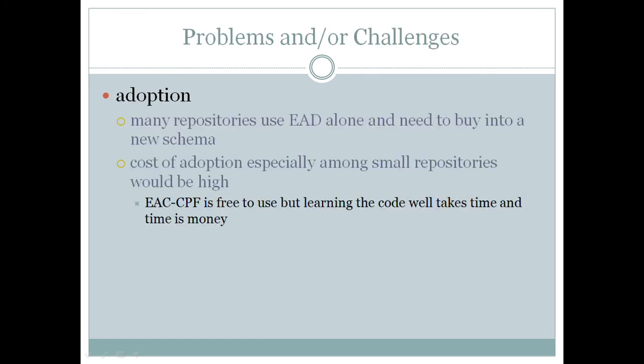So problems and challenges. I see adoption being the main problem here. It is a relatively new schema. Most people are using EAD, and it is going to take some buy-in. Some people are going to need to buy into this new schema before they start using it. There's got to be a reason that they need to use it. And the cost of adoption, it's not a really difficult schema, but there are a lot of moving parts and pieces that you wouldn't find in EAD, so it's going to take some time to learn.